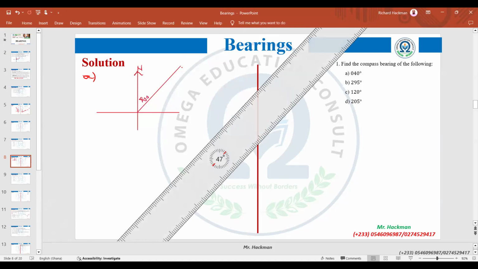When you are indicating, you don't add what? The 0. So this is the bearing, in terms of the true form. So the true bearing. Now, you want to move from the true bearing to the compass bearing.